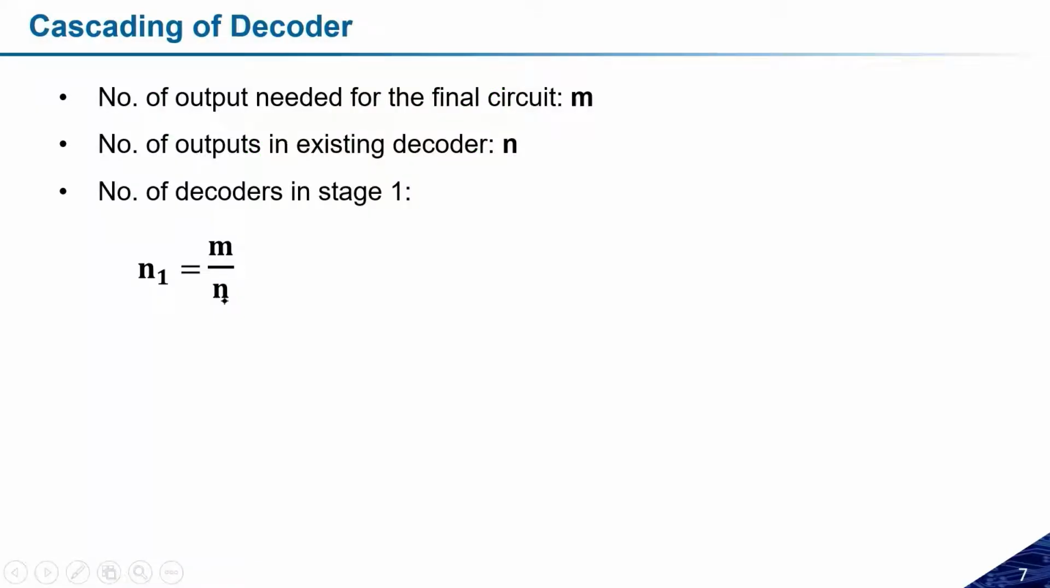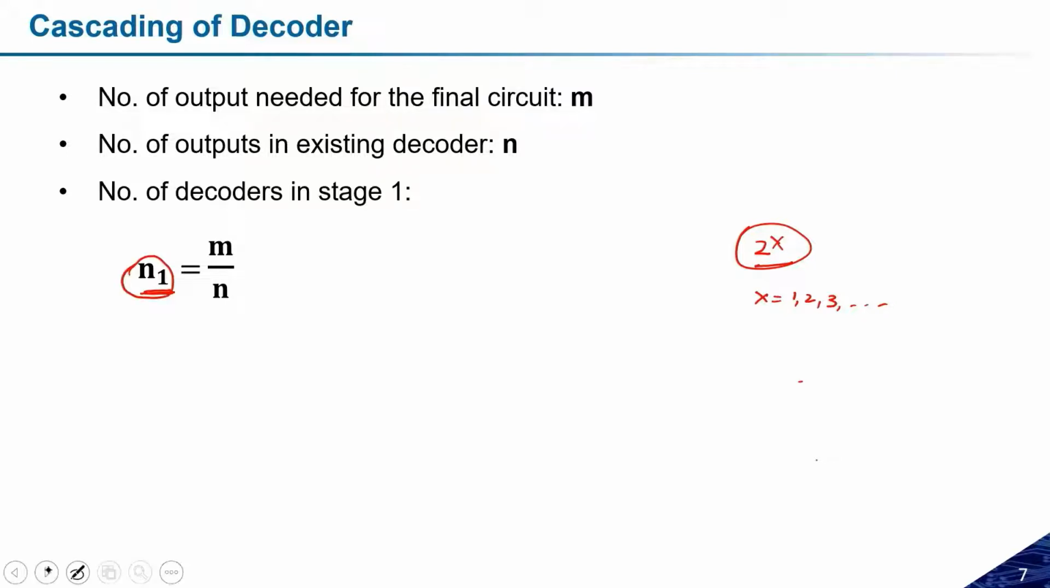Again, please note that m and n are always of the order of 2 to the power x, where x is equal to 1, 2, 3, and so on. So always this m and n should be of the order of 2 to the power x. The number of decoders required in the first stage will be n1.